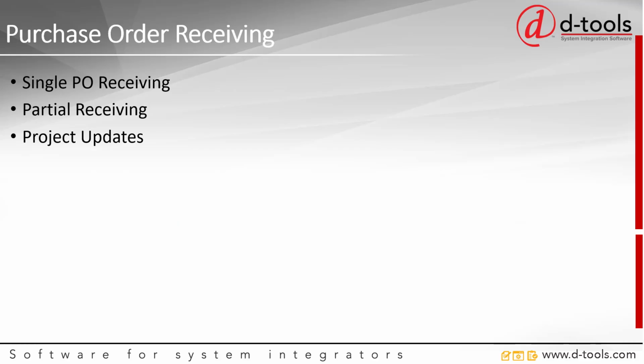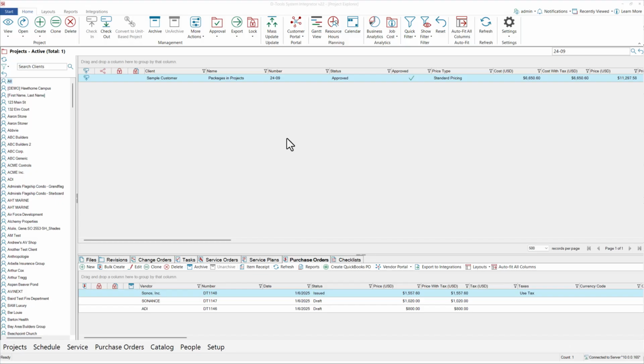In this last section, we'll review receiving for a single PO, how to handle receiving with multiple shipments on the same PO, and then how does all of this data again update in our project. So we're back in the Project Explorer. Let's go ahead and take a look at PO receiving.